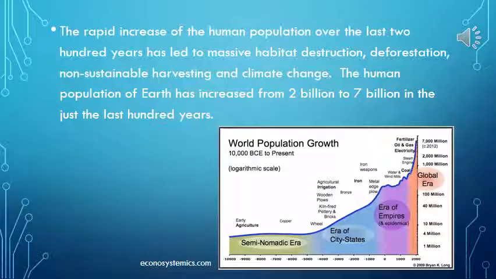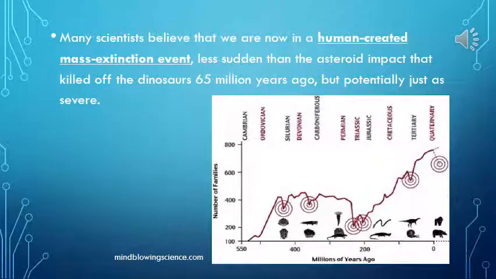The rapid increase of the human population over the last 200 years has led to massive habitat destruction, deforestation, non-sustainable harvesting, and climate change. The human population of Earth has increased from 2 billion to 7 billion in just the last 200 years. Many scientists believe that we are now in a human-created mass extinction event, less sudden than the asteroid impact that killed off the dinosaurs 65 million years ago, but potentially just as severe.